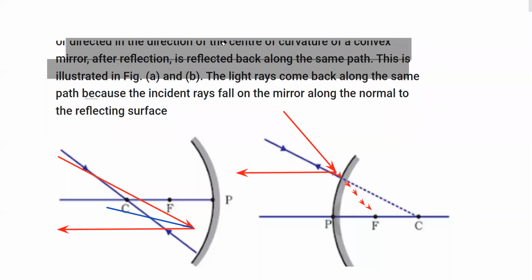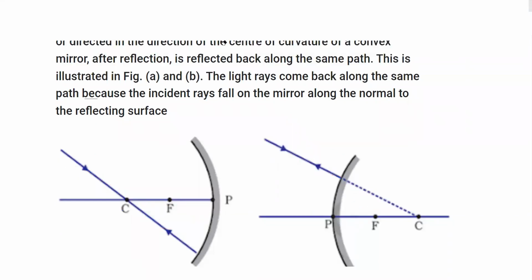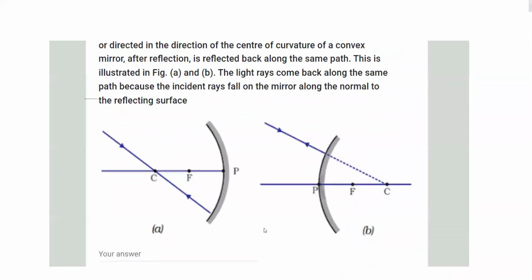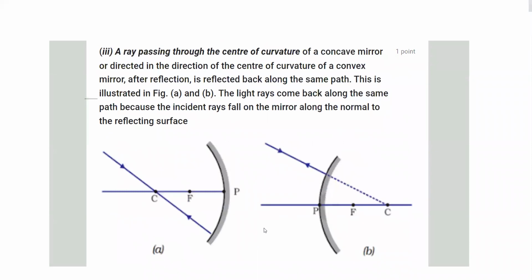So this is the second rule. The third case says that if a ray is passing through the center of curvature, or maybe directed towards the center of curvature, what do you observe here? After reflection, it will rebound back on the same path, or you can say it will retrace its own path.